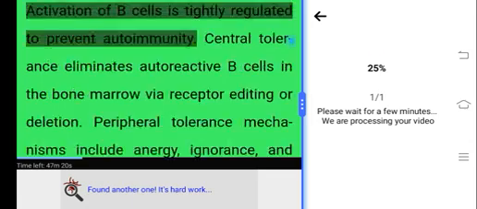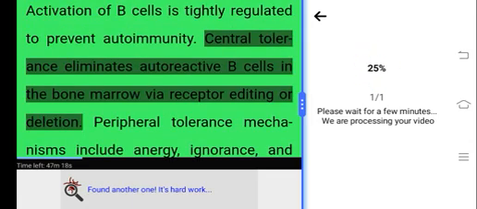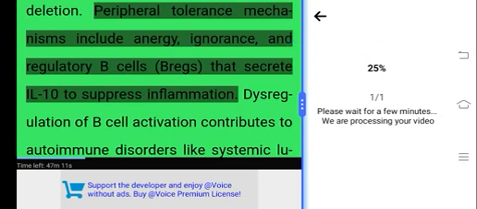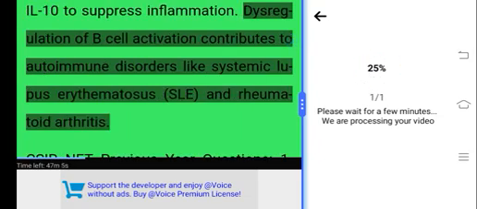Regulation and tolerance. Activation of B cells is tightly regulated to prevent autoimmunity. Central tolerance eliminates autoreactive B cells in the bone marrow via receptor editing or deletion. Peripheral tolerance mechanisms include anergy, ignorance, and regulatory B cells (Bregs) that secrete IL-10 to suppress inflammation. Dysregulation of B cell activation contributes to autoimmune disorders like systemic lupus erythematosus (SLE) and rheumatoid arthritis.